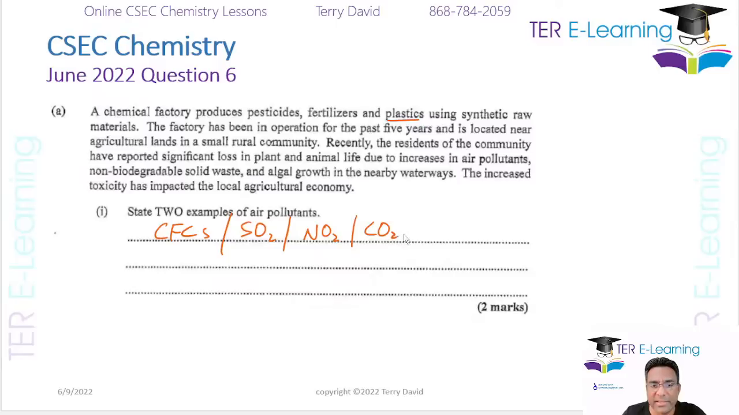Carbon dioxide is a pollutant. It causes global warming. Carbon monoxide could also be given off. So basically, any valid answer will work there. They would have a range of answers for this, so don't worry about that.